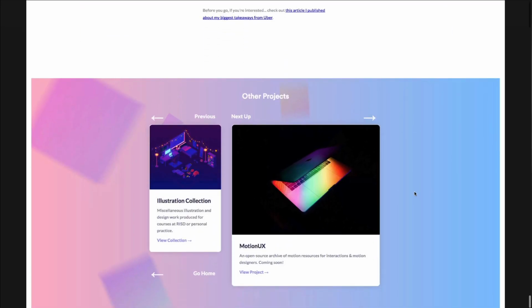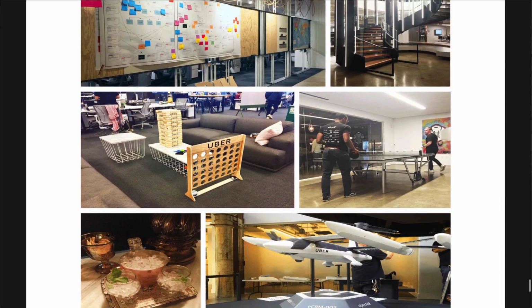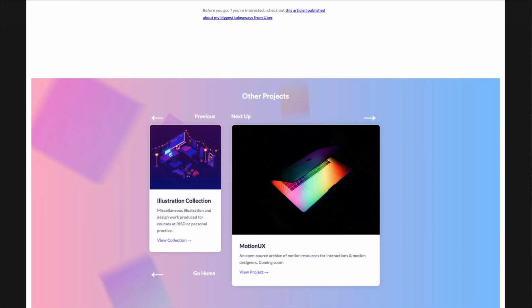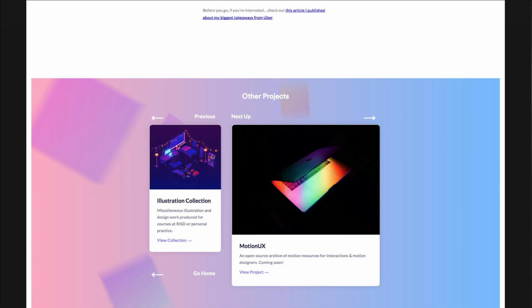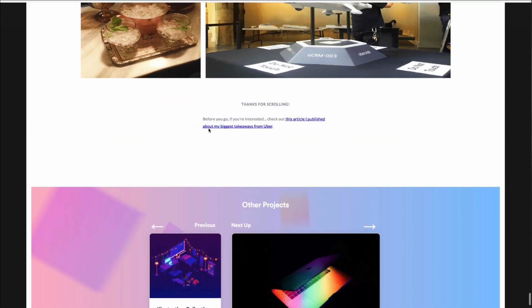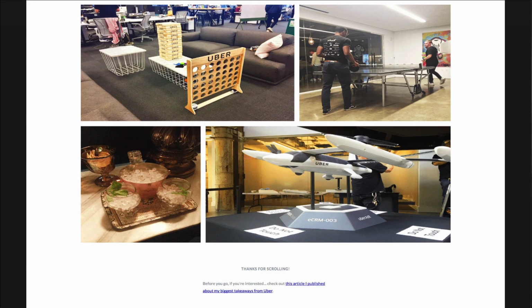As we go to the very bottom, there's some other projects, which is a good thing since you want to keep the user engaged with more case studies or more portfolio items and things to do to keep them on the website. Or ideally, you can have a call to action to book a call or a contact form, something around those lines. So really, really good case study.